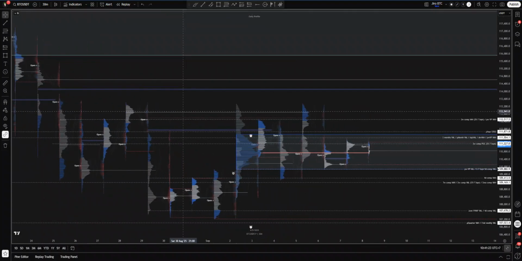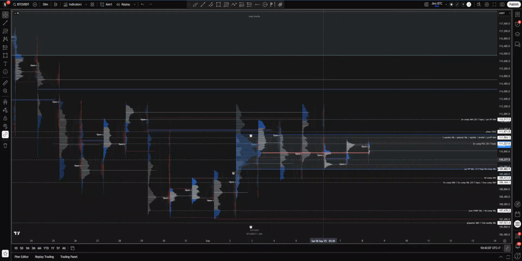Okay, so for the daily, here we also merge 1, 2, 3, 4, 5, 6 days, and the result is this 6-day composite value area, where the value area high here is in the middle between previous year standard deviation 3 and the 2 months, and the 5-day composite value area low here, as already mentioned before, is confluence with the previous week volume profile value area low.